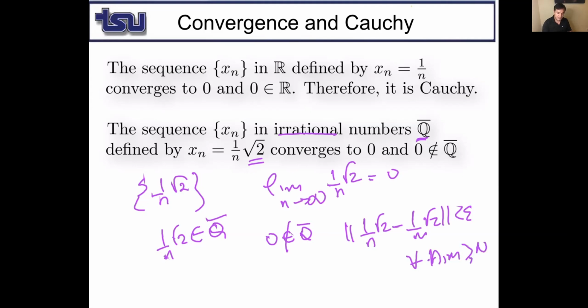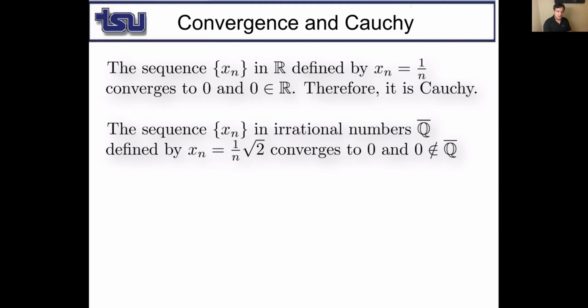So what do we say here? This is a sequence that converges in R, therefore it's Cauchy. However, this is a sequence that doesn't converge in the irrational numbers, but we know that it's Cauchy. So not all Cauchy sequences converge, but all convergent sequences are Cauchy.